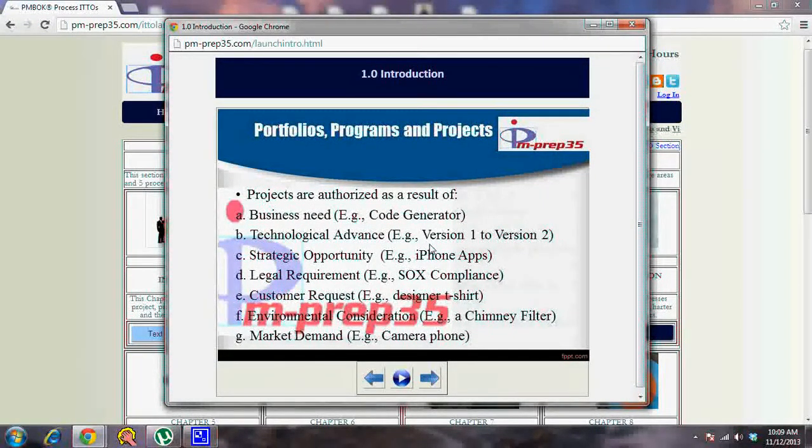Legal requirement can be anything related to the government saying if you have so and so product, it should have so and so compliance so that it doesn't affect the society or something like that. So these are some of the categories or reasons why a project can be authorized or a project comes into the picture.